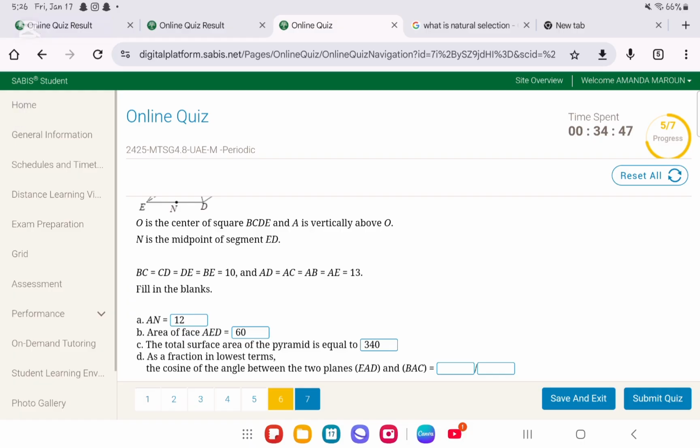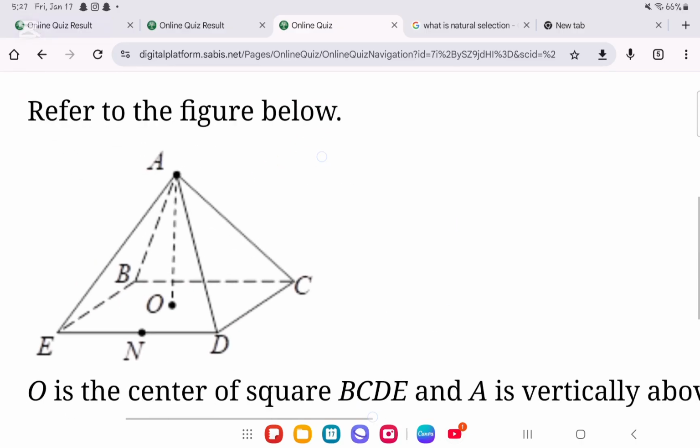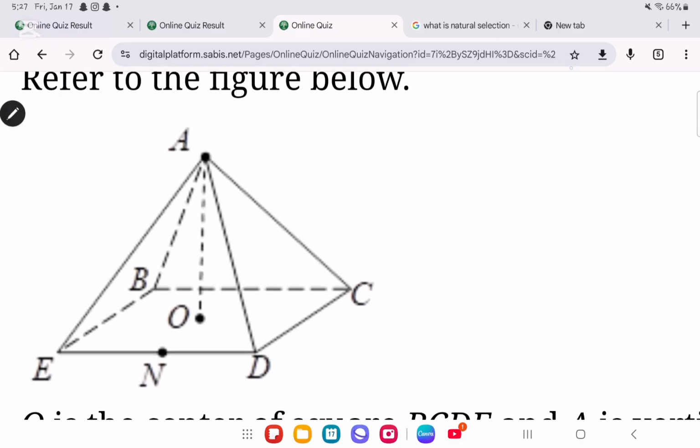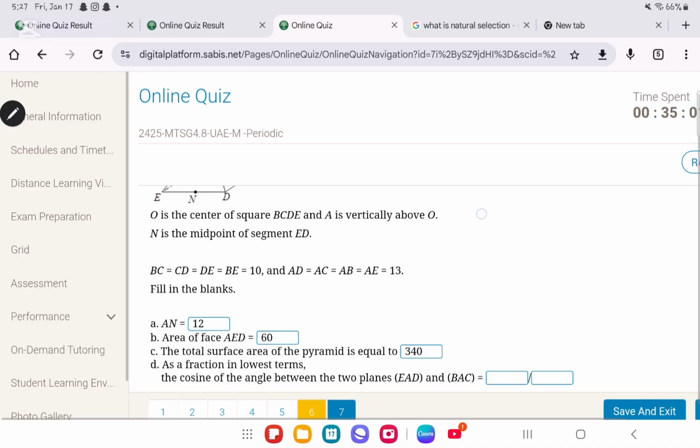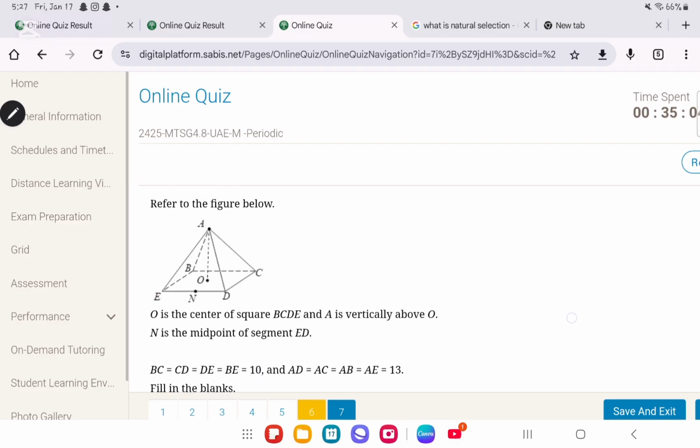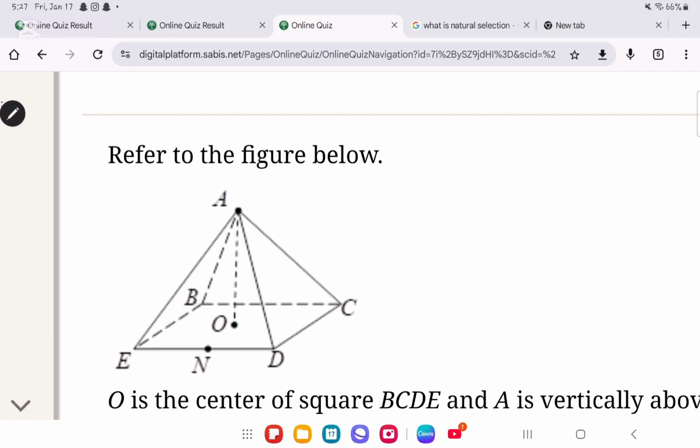Now, as a fraction in lowest terms, the cosine of the angle between the two planes, EAD and BAC. Okay, I love this question a lot. Let me explain why. They need the cosine of the angle between EAD and BAC. This over here, not this angle inside. It's from this point to this point, this angle.